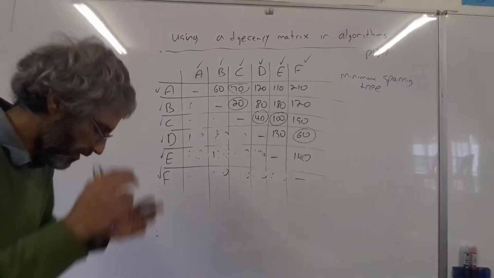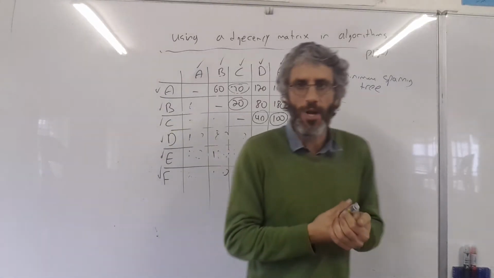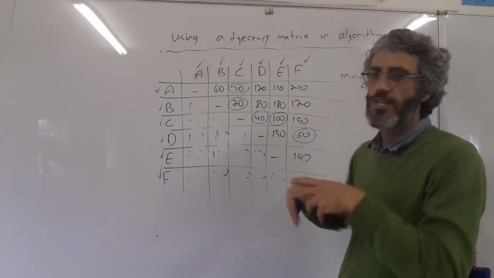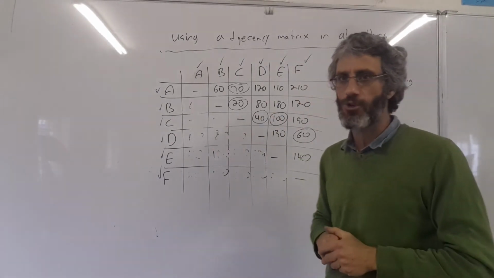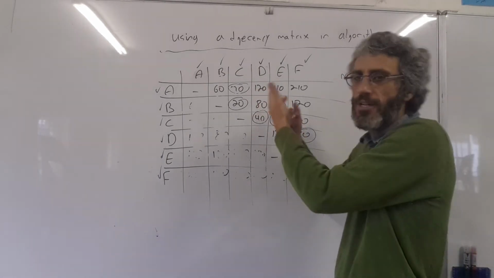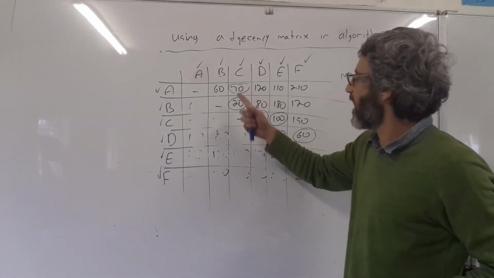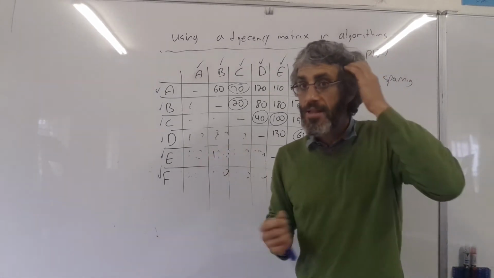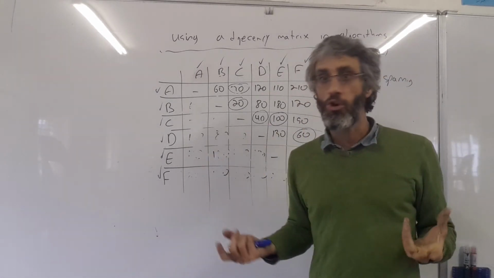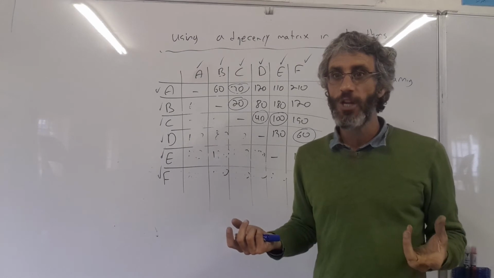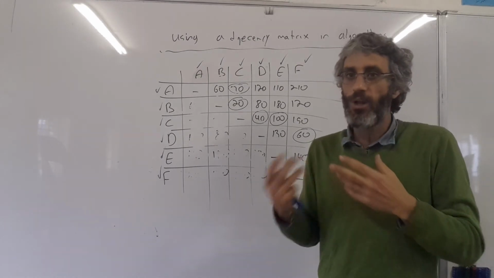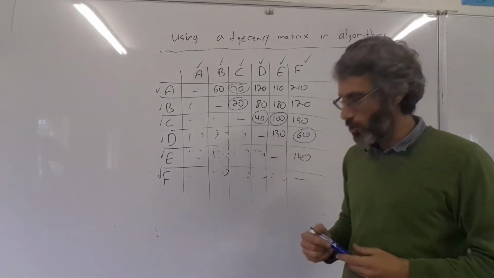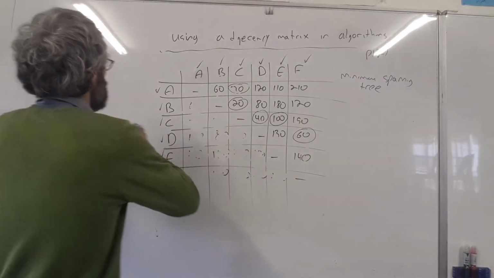Now what do we need to do? It depends what they ask us. Most likely they would ask us for the total weight of the spanning tree. If these were distances in roads, then we just add them all up: 70, 20, 40, and so on. Maybe they might ask us to draw the spanning tree, or to explain which edges have been used. If I look at that, then it will be easy to do.